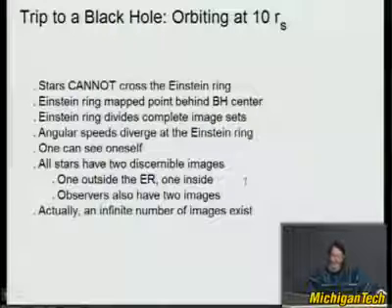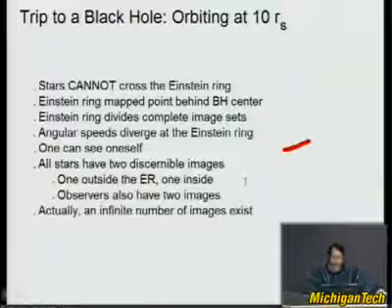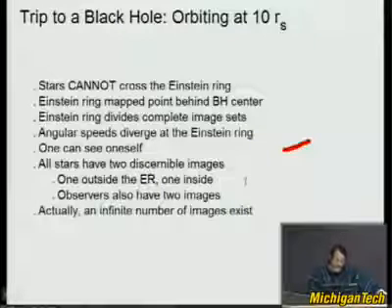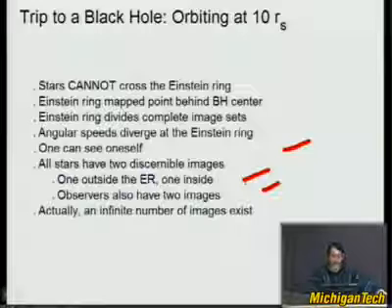You can always see yourself near a black hole because light comes from you, circles the black hole, and comes back to you, so you can see yourself. All stars have at least two discernible images, one outside the Einstein ring, one inside. So the Einstein ring was discovered by Einstein, no joke.